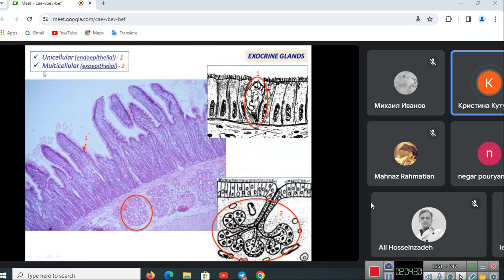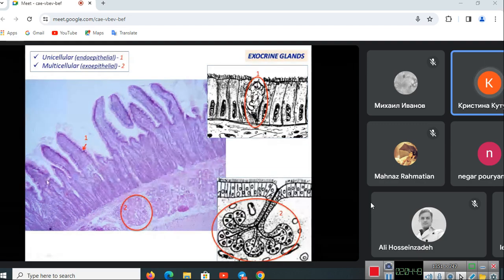Multicellular means many cells in the structure of such a gland, and it is located outside the epithelium. Here we have the example of the duodenum. This is the first part of the intestine, which goes just after the stomach. And here you can see the villi and the crypts, lined with this epithelium with brush border. And also here we have the glands located lower.